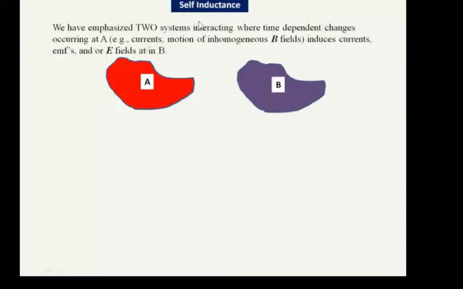Let's look at self-inductance. We have emphasized how two systems, let's say A and B, interact where we have time-dependent changes occurring in A. So these could be currents that depend on time, or motion of conductors in inhomogeneous B fields. And the consequence is that it induces currents or EMFs or E fields in B. And obviously these systems could be overlapping.